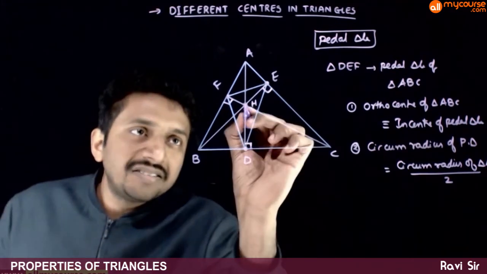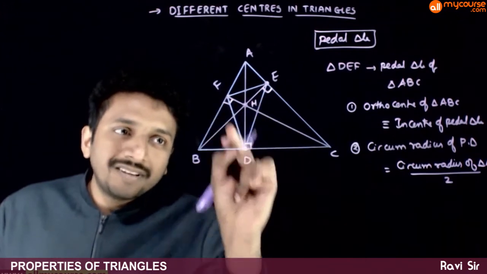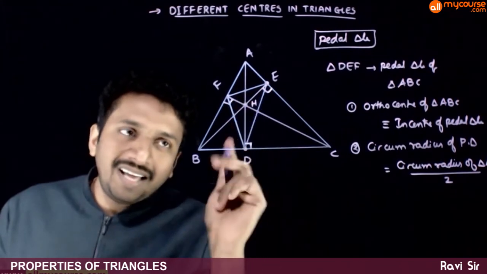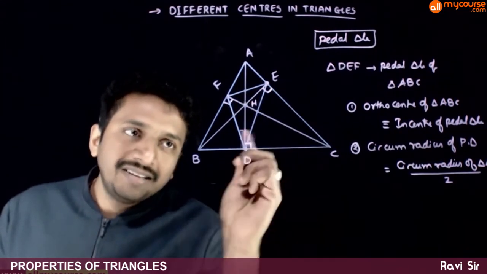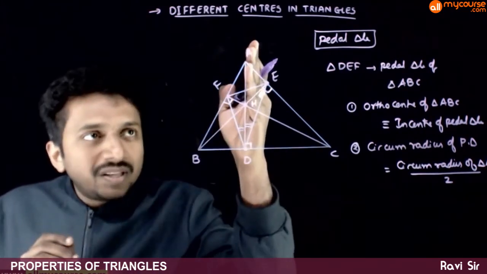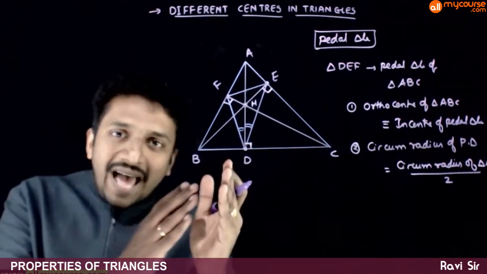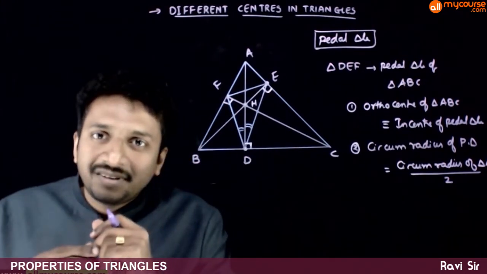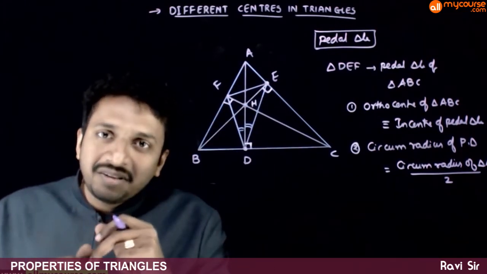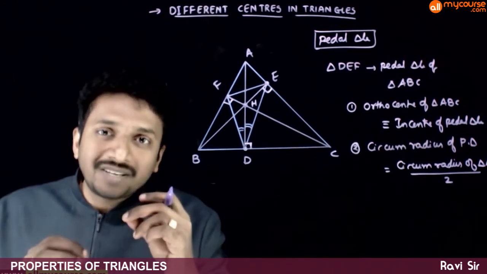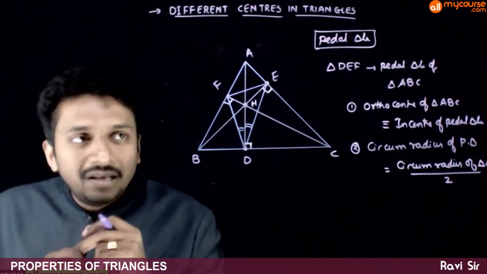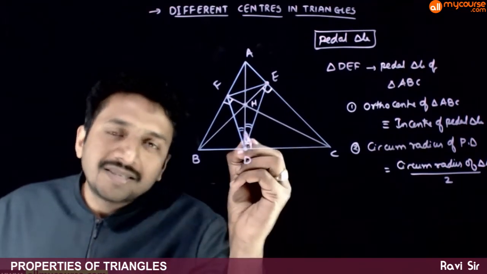So to prove that H is the incenter of the pedal triangle, I need to prove that this line DA is the angle bisector of angle D. That means I need to prove that this angle is equal to this angle. So if I can prove that the altitude of triangle ABC is the angle bisector of triangle DEF, then the point of intersection of altitudes of triangle ABC, which is the orthocenter, will be the same as the point of intersection of the angle bisectors of triangle DEF, which is the incenter. So my aim is to prove that these two angles are the same.